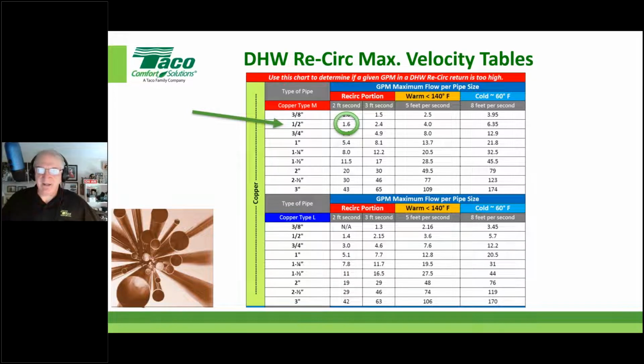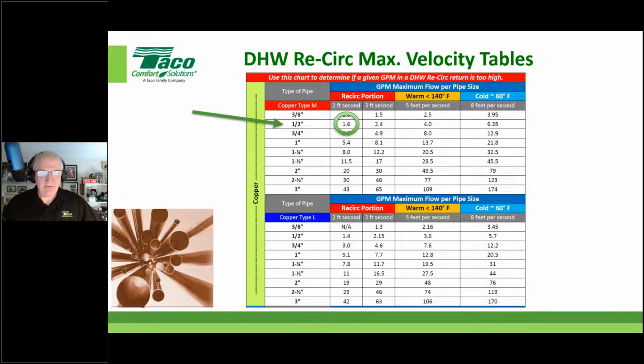Now, again, that's not when I turn on the faucet, I'm only getting 1.6 gallons per minute out of there. That's not what it's saying. It's saying that the flow through the recirc portion of that pipe should not exceed 1.6 gallons per minute. And it's a maximum, not a target.